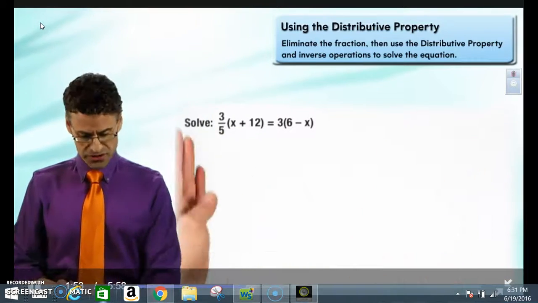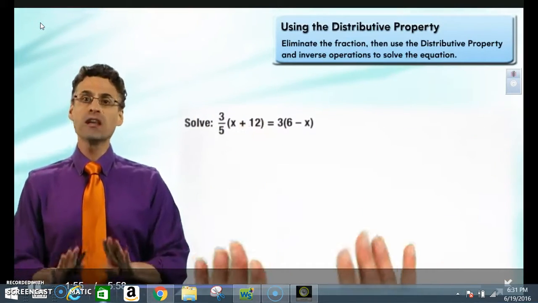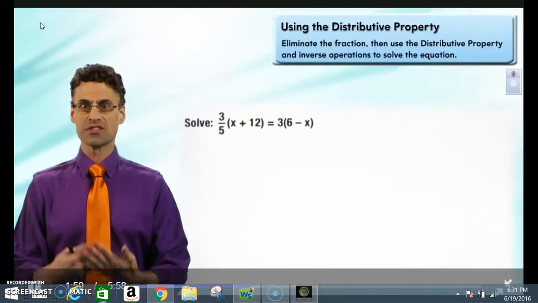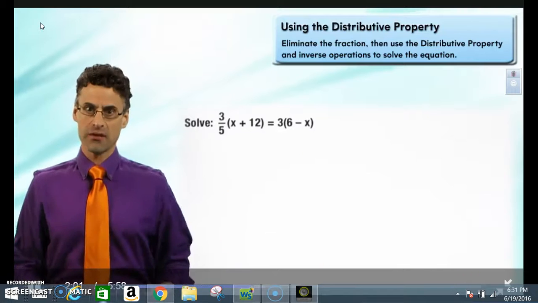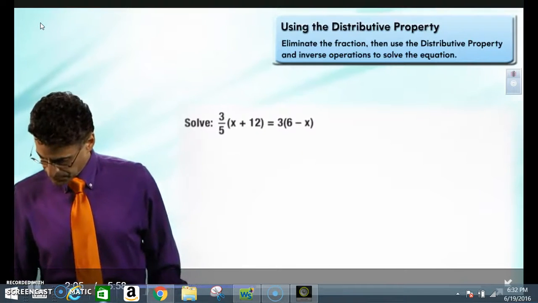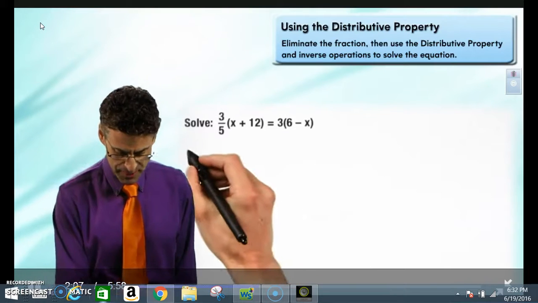If you don't want to, then just distribute the 3/5. The point is, there are lots of different and all acceptable correct ways of solving equations. You've got to find the one that resonates with you. So I'm going to show you what resonates with me. The first thing I'm going to do is multiply both sides by 5.